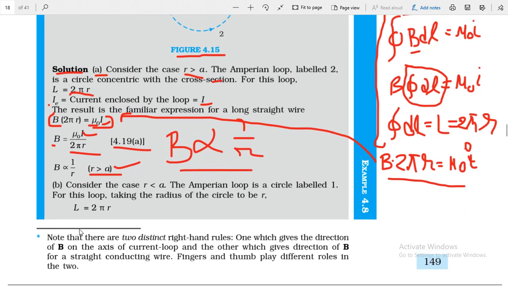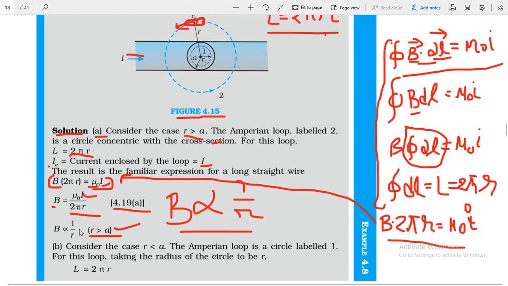Now the second case, let me tell you for the second case. In this case you can see the radius of the Amperian loop is less than the cross section of this wire. So the whole wire contains current I. The complete wire has steady current I. It means there is less current flowing through this circle of radius r1. Okay, so you can understand by the diagram more easily.